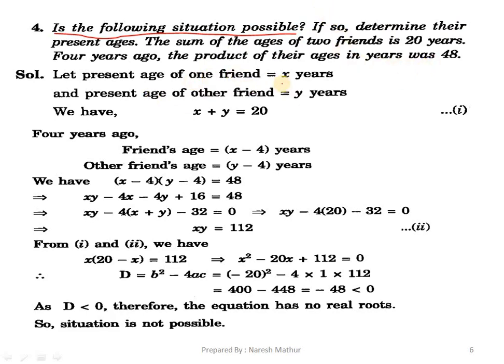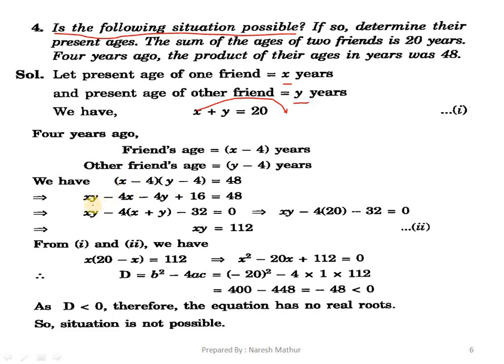So let the age of one friend be x, and the age of the other friend be y. Or we can take directly x and 20 minus x. As we take the value of x, we get the value of y equals 20 minus x. Alright. 4 years ago the friend's age was x minus 4 and the other friend's age was y minus 4. The product of their ages was 48.